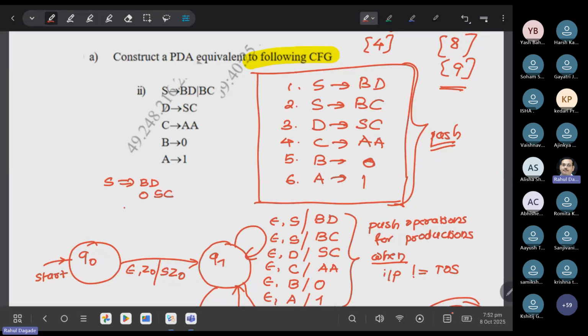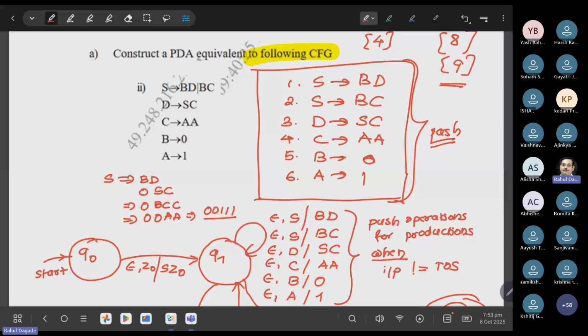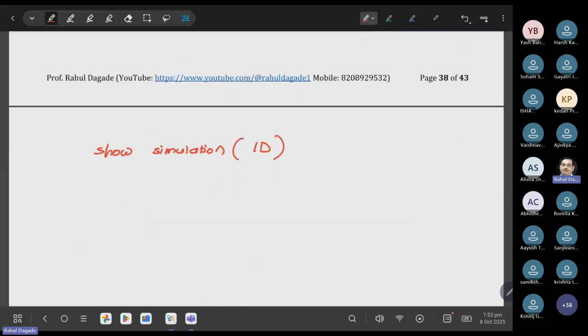Then S gives BC, again B gives 0, C gives AA. So that gives 0, 0, 1, and finally A gives again AA, that is 1, 1. So let us simulate it, showing the simulation for 0, 0, 1, 1, 1.